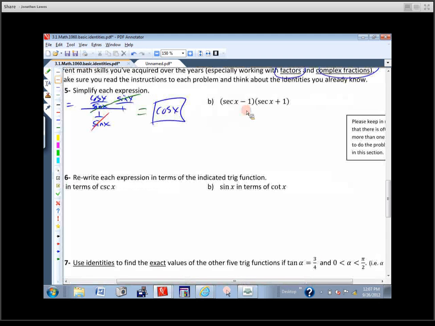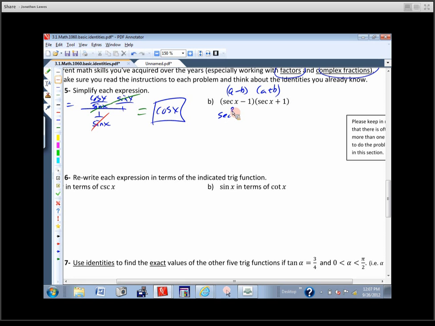Let's take a look at this one. Again, we want to write this as simply as possible. Does anybody recognize this pattern? Secant minus 1, secant plus 1. We're getting there. I'm thinking in terms of algebra, like a minus b. It has a name. The middle term's gone. It's called a difference of squares. We could also say that these are conjugates of one another.